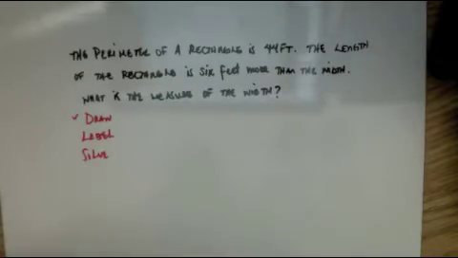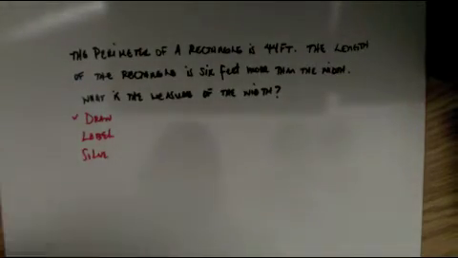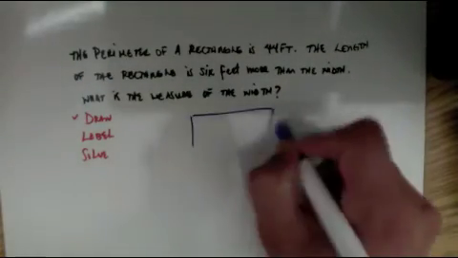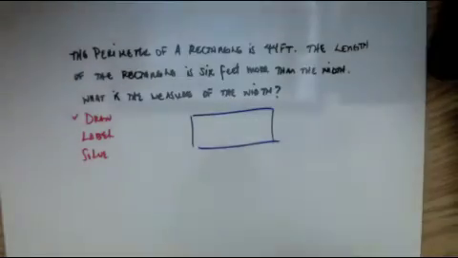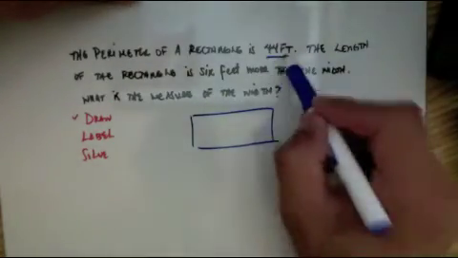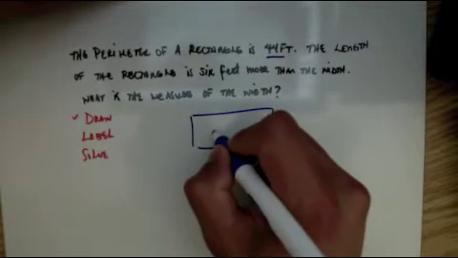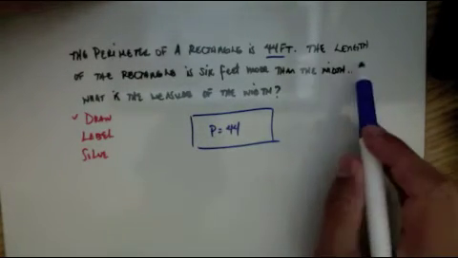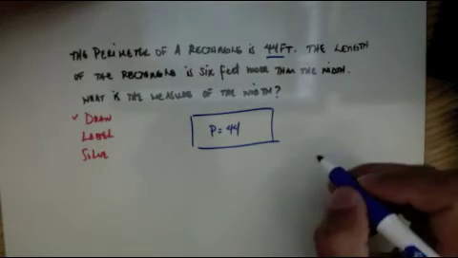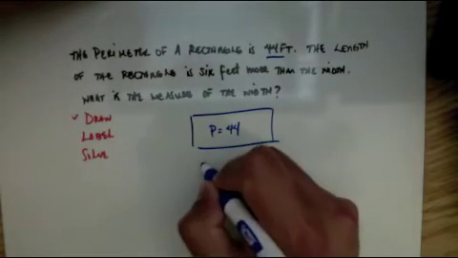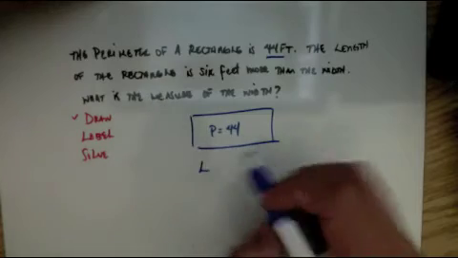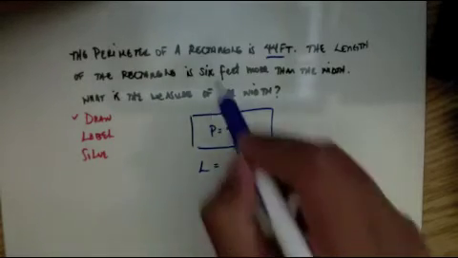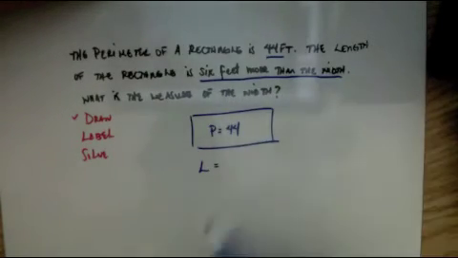So it said the perimeter of a rectangle. So I'm going to go ahead and draw a rectangle. Okay, is 44 feet. So that means I'm just going to put P equals 44. The length of the rectangle, so let me put L right here. Length of the rectangle is 6 feet more than the width.